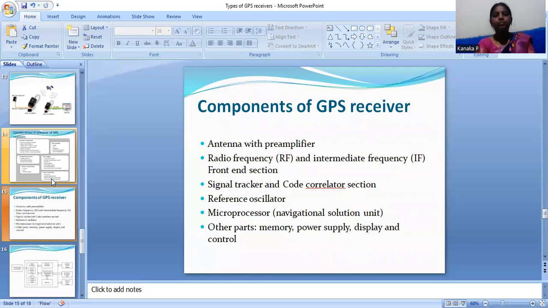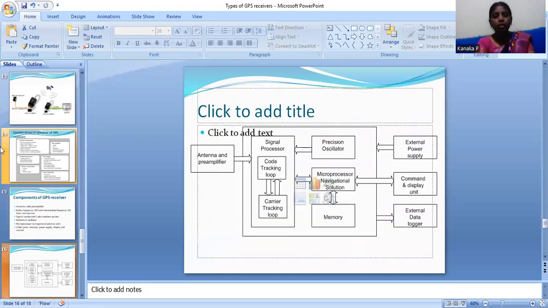So next one is the antenna and the preamplifier, which transmit the signal to the signal processor, code tracking loops, and interconnected carrier tracking loop. This transmits to the microprocessor navigation solution, and then transmits to the command and display unit. This transmits to memory, and the reference oscillator transmits to the signal processor box, and then finally the external data logger. So these are the components of the GPS receivers.